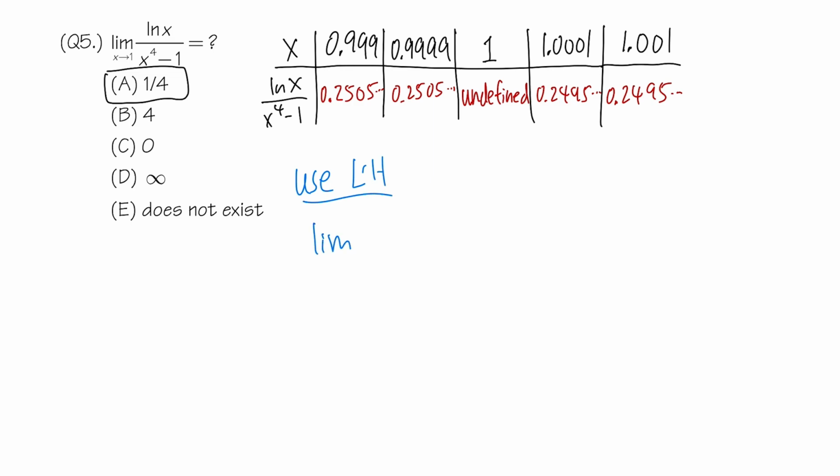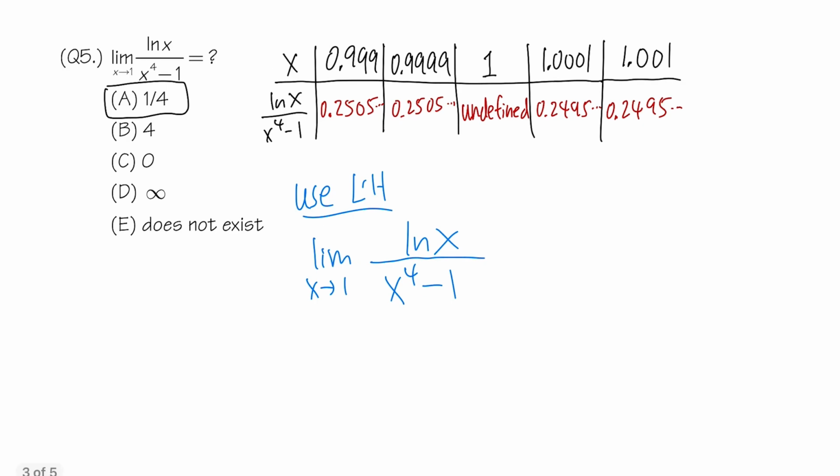Here we have the limit as x approaching 1 of ln x over x to the 4th minus 1. Firstly, you check when you're plugging 1 into this x and that x. ln 1 is 0. 1 to the 4th minus 1 is 0, so this is 0 over 0. With that said, we can use L'Hopital's rule because this is a 0 over 0 situation. Then by L'Hopital's rule, we can just take the derivative on the top and take the derivative on the bottom and compare.